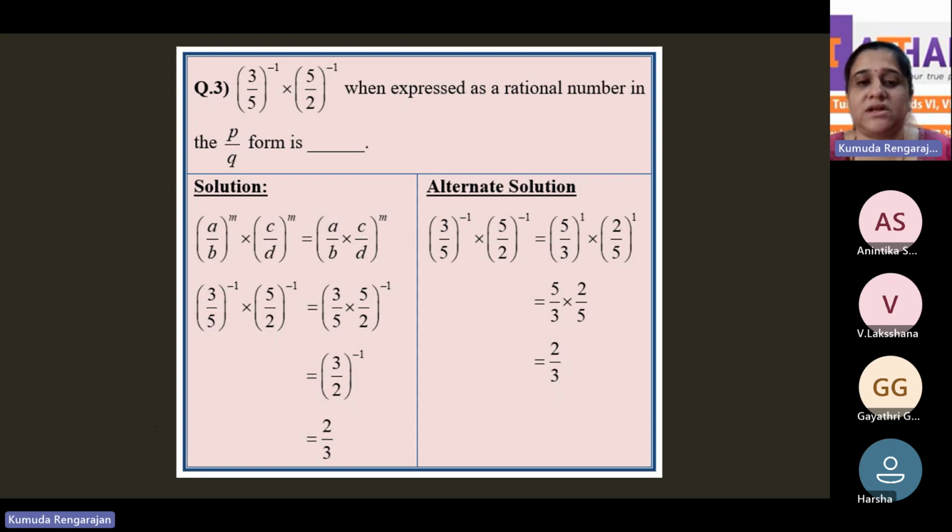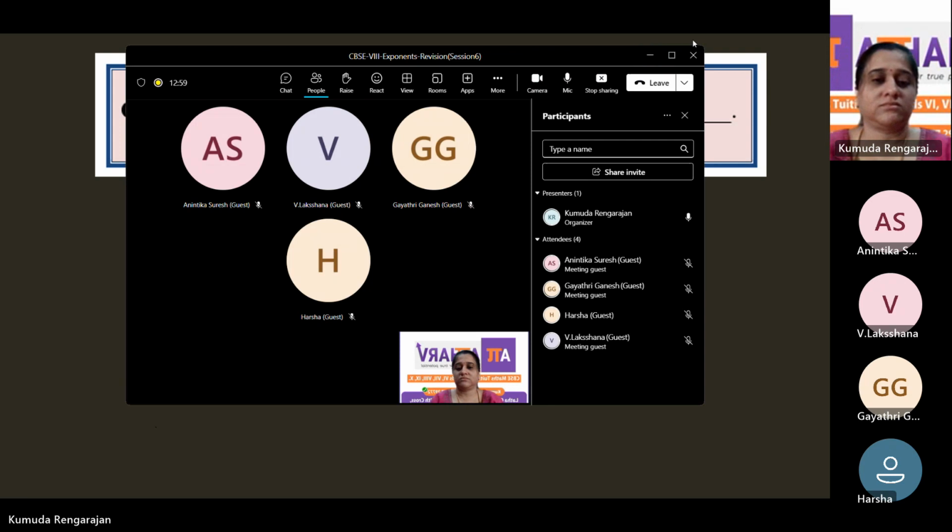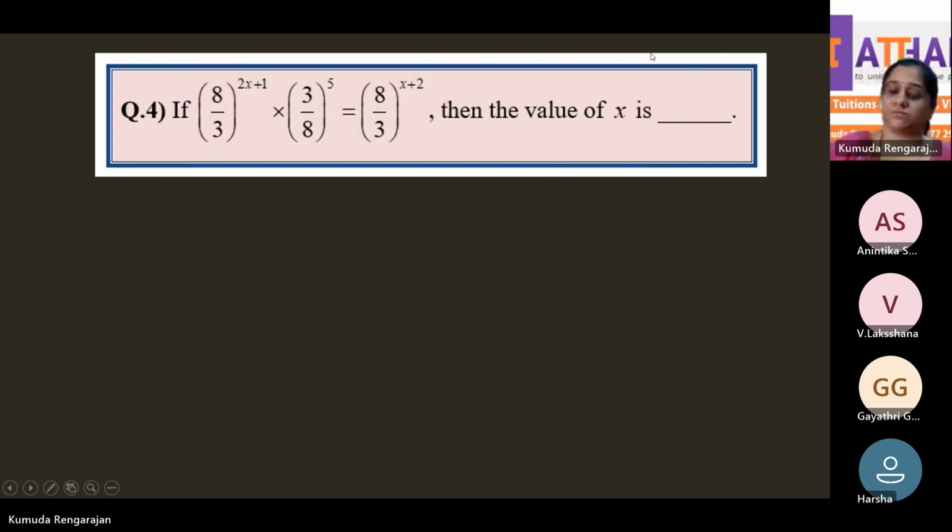So 2 by 3 is the correct answer. Yes, Shreya, the answer for this one? Quick, we can't spend a long time discussing the answers. Answer for this one, Shreya? Shreya is not there. Harsha? Good afternoon, Harsha.